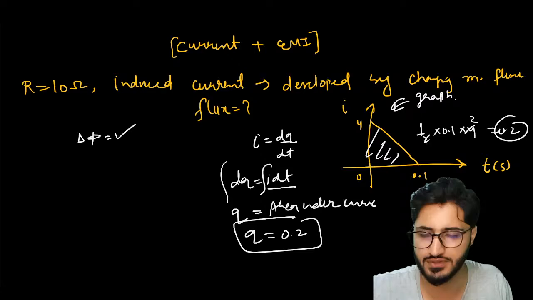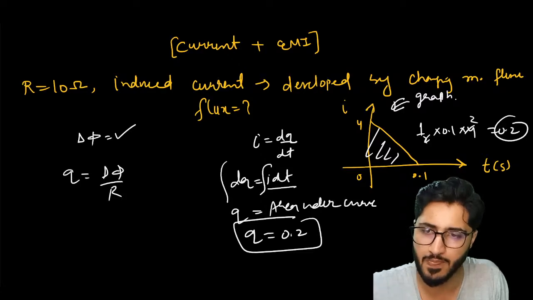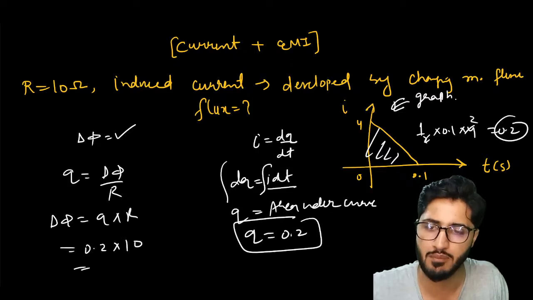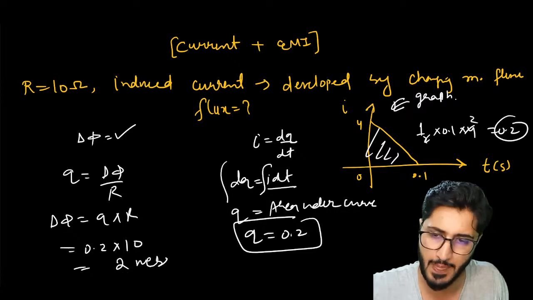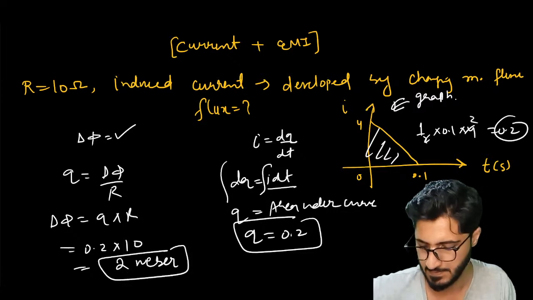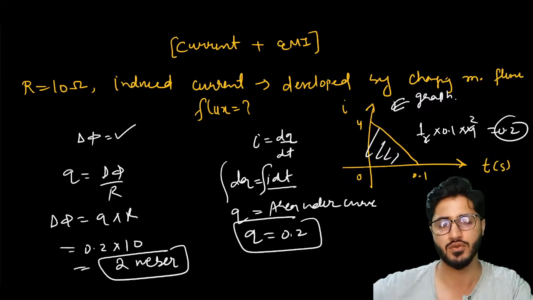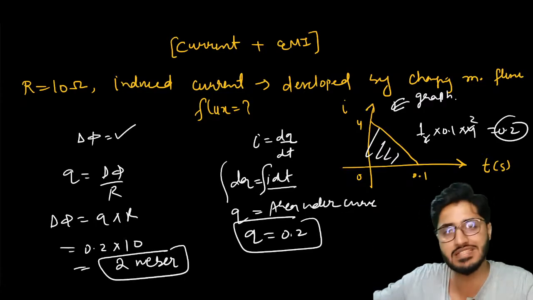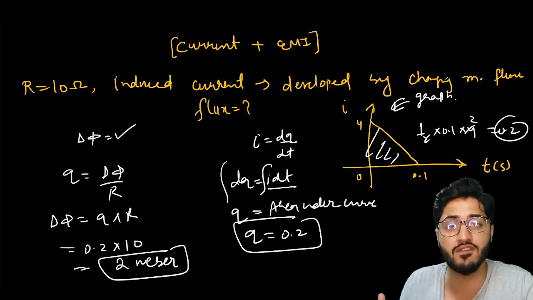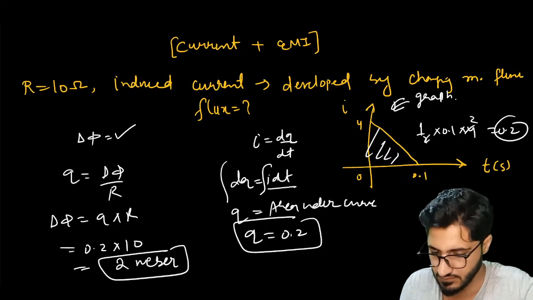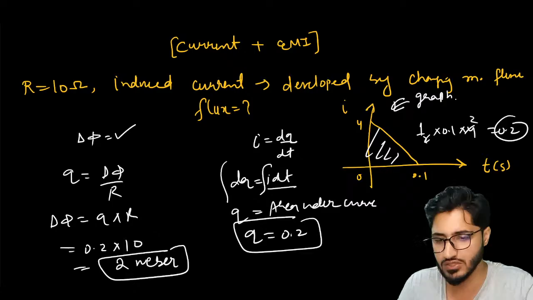So Q equals delta phi by R. Yes, sir. So delta phi is Q into R. Q is 0.2 and R is how much? 10. My answer is 2 Weber. So now you can see why the previous chapters are also important when we are doing a new one. I guess you got it now.